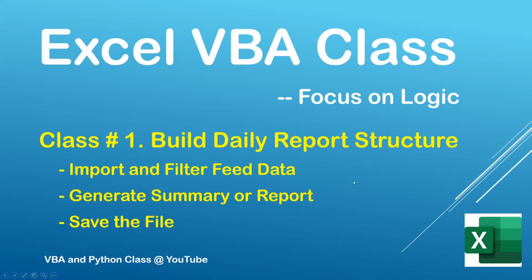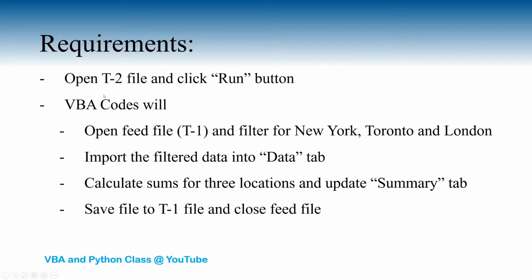So here's the example. We open the previous day's file, and then it will filter the feed file by locations as New York, Toronto, and London. And then we import the filtered data into the data tab. Then calculate the sums for the three locations and then update the summary tab accordingly. Lastly, the file will be saved to the new date.